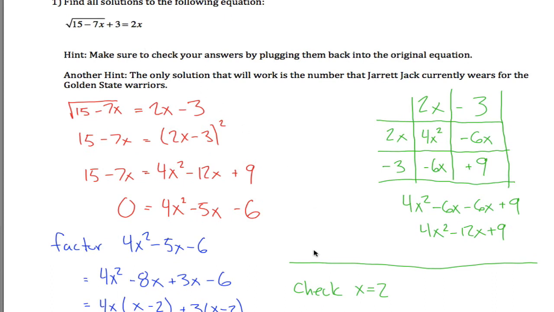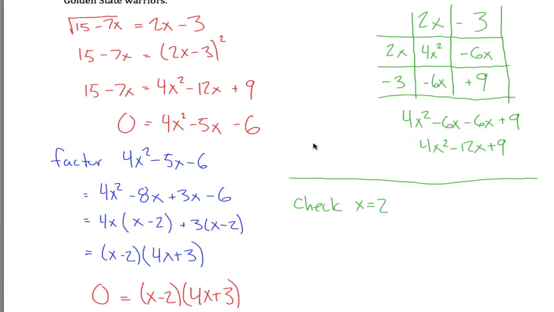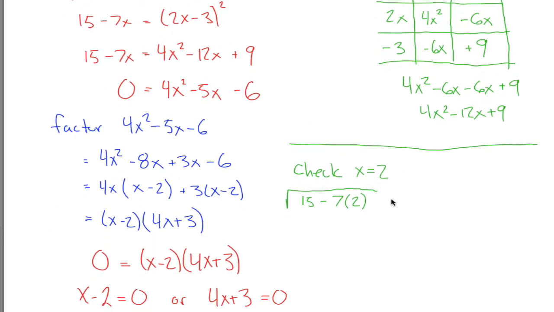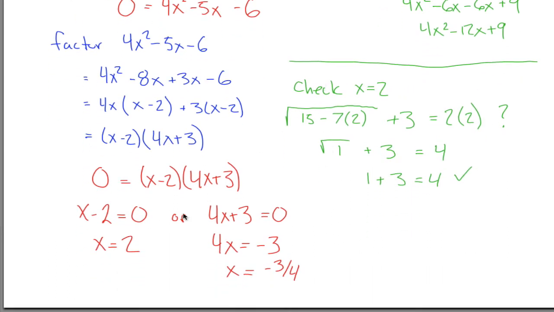My original equation up here is the square root of 15 minus 7x, plus 3, equals 2 times x, question mark? Well, let's see. 15 minus, this is 14, would be 1. Is it true that the square root of 1 plus 3 is equal to 2 times 2, which is 4? Yeah, it looks good. 1 plus 3, that's 4. Looks like we have a solution. This guy over here is a solution.